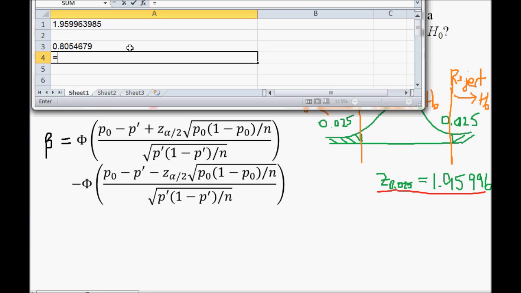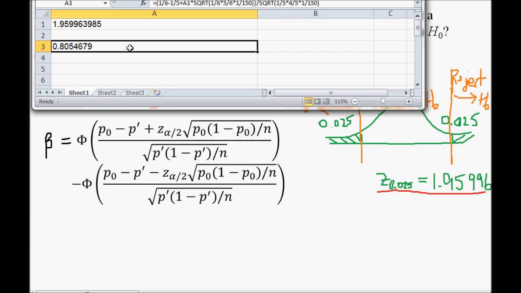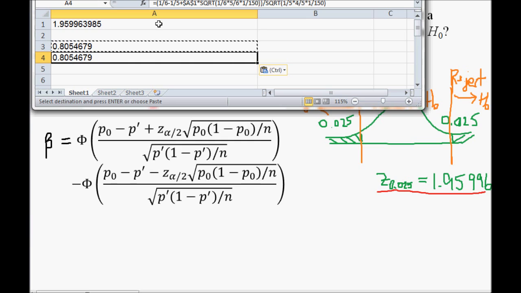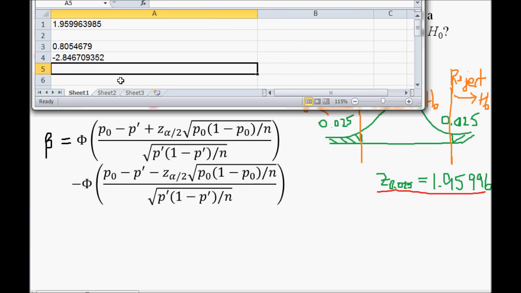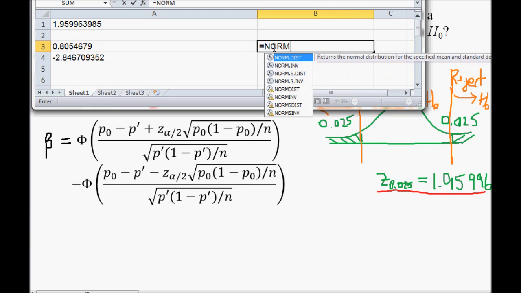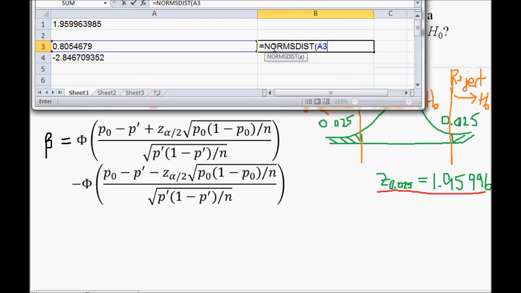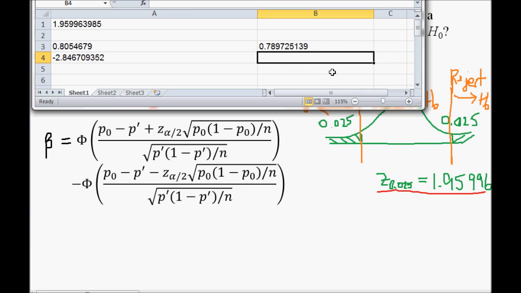The argument for the second part is going to look very similar, except, and let me put a star on this so I can actually just simply copy and paste the thing. So if I copy and paste, I get the same number I had before. The difference is that I have a minus sign in front of the z instead of a plus. So this is going to look very much the same as what I typed before, except I have a minus here as opposed to a plus. So negative 2.846. So NORM.S.DIST of the first number is 0.7897.